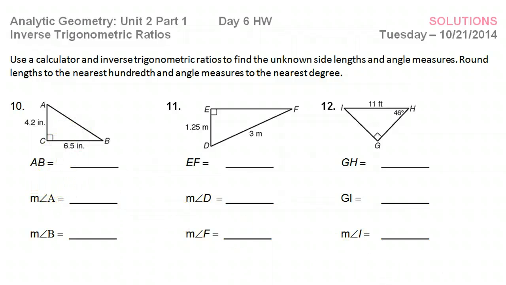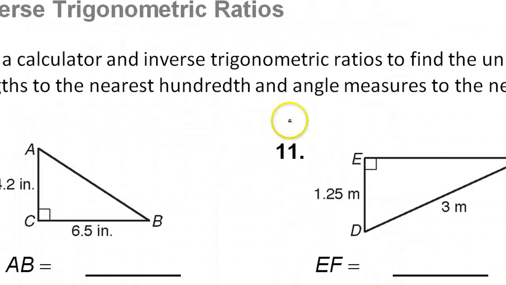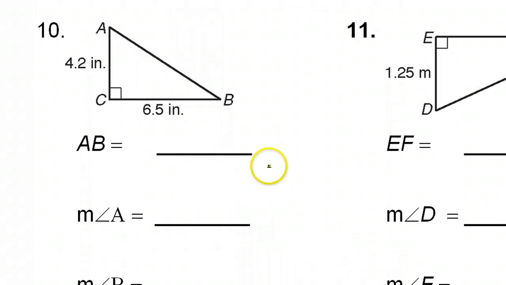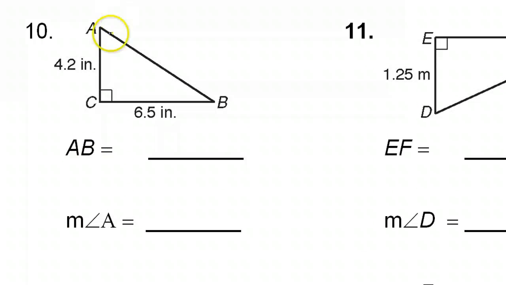Okay, let's zoom in on number 10. Let's go ahead and find angle A. I'm skipping to this right here, since that's the new thing I'm trying to teach you, which is how to find unknown angles. Now, let's look at the two numbers that were actually given. So we're trying to find angle A. We're given these two sides, the 4.2 inches and the 6.5 inches.